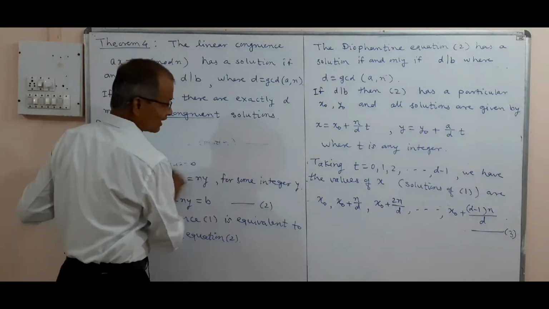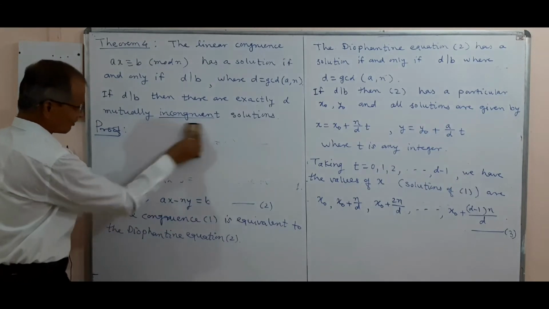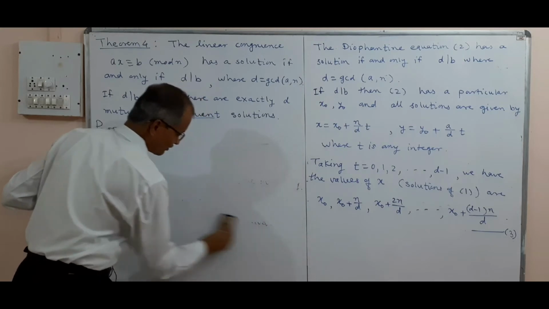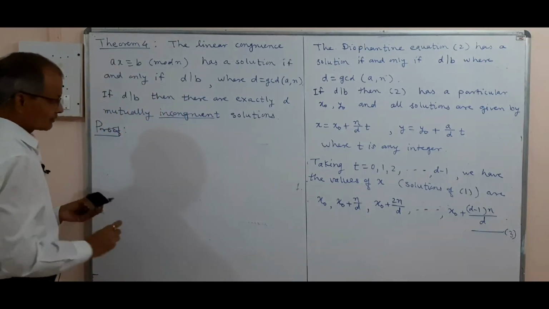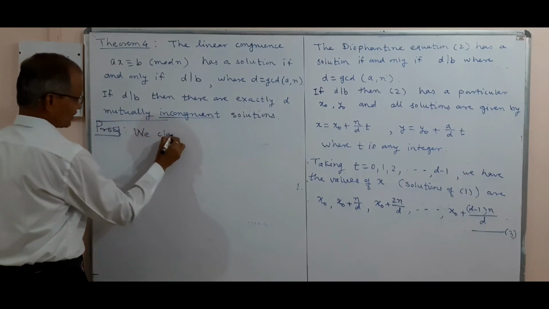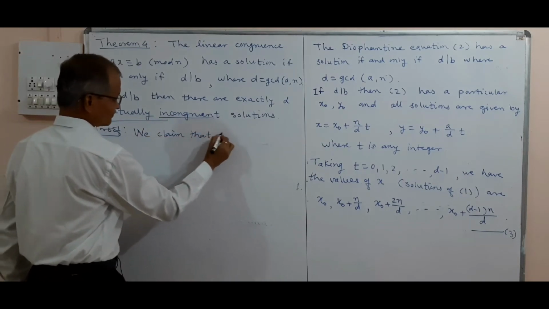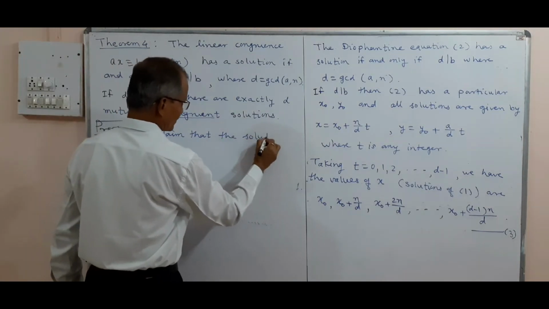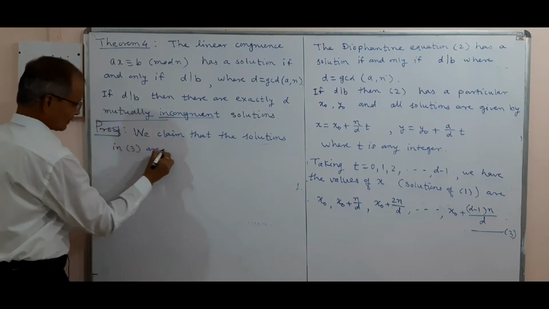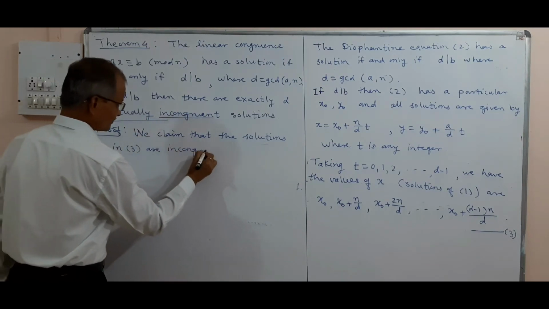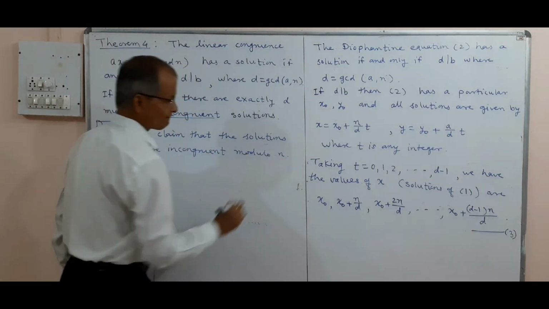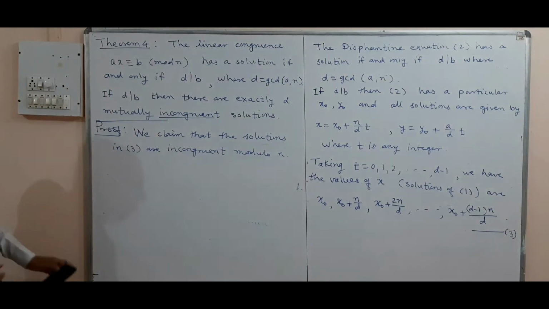Now we claim that the solutions in 3 are incongruent to each other modulo n. Now if not, what will happen?